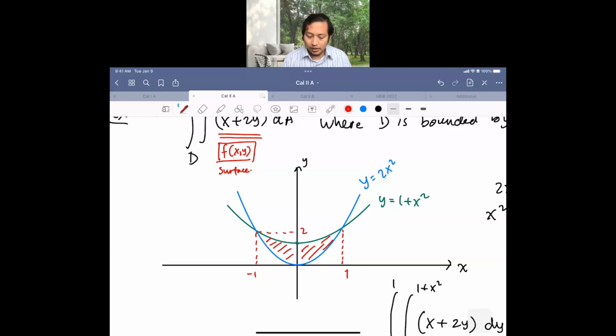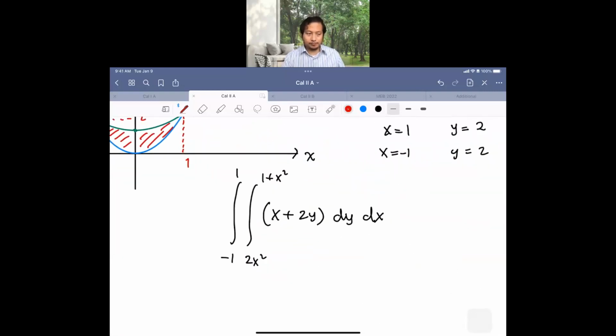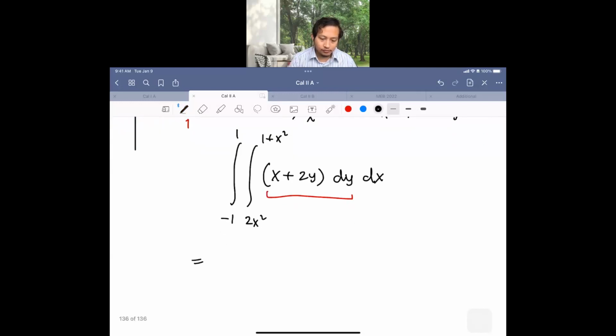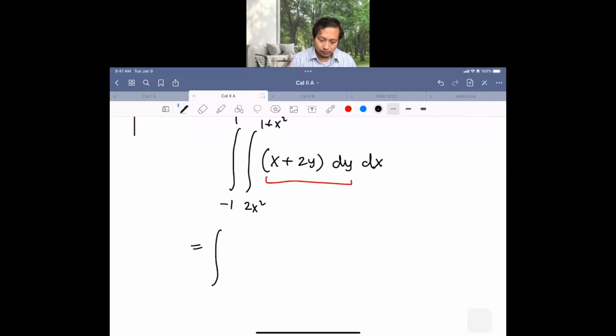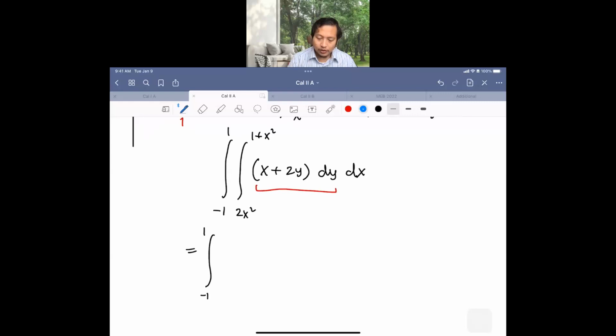Okay, so we can evaluate this, and first we can evaluate the inside integral. So evaluating with respect to y, we have xy plus y squared, and then we can write the evaluations and then dx.